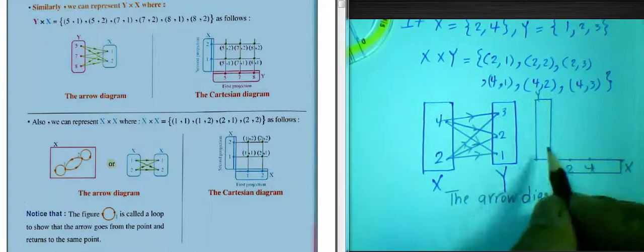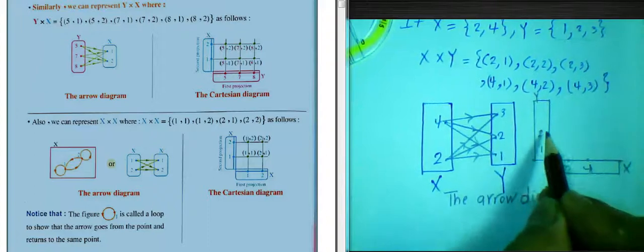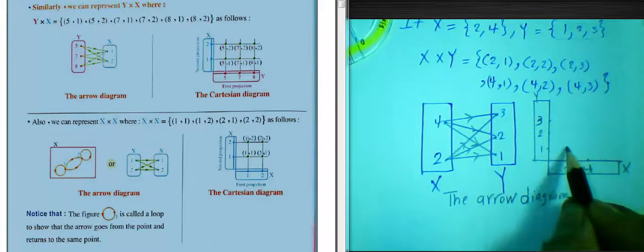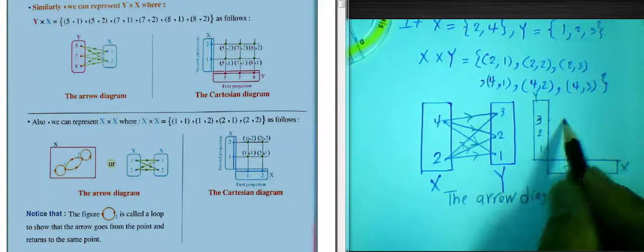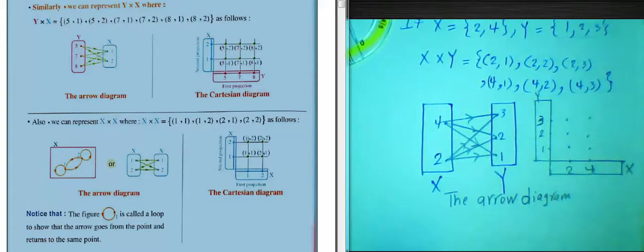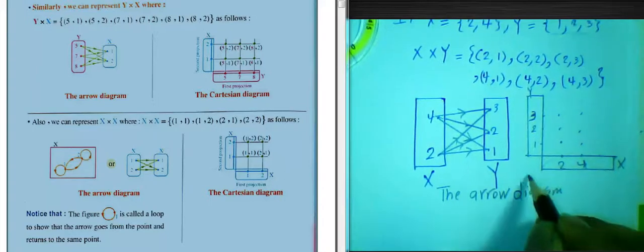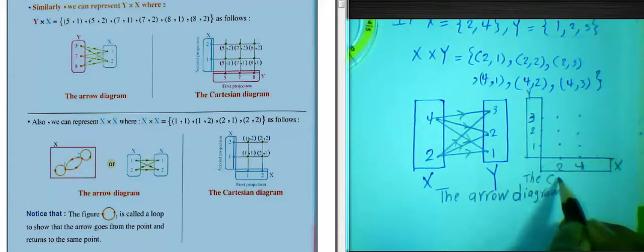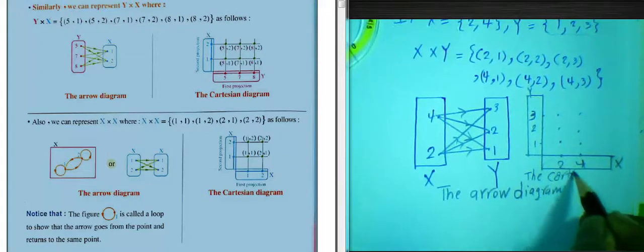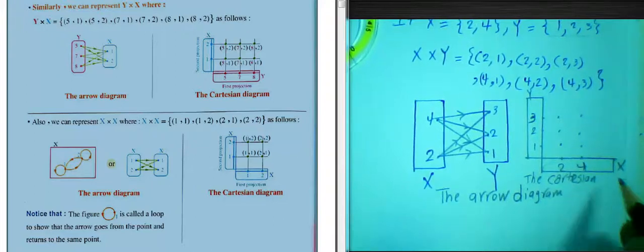Okay, that is y: 1, 2, and 3. Then the points: 2 and 1, 2 and 2, 2 and 3, 4 and 1, 4 and 2, 4 and 3. It's okay. It's called the Cartesian diagram.